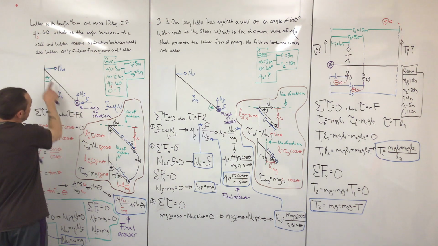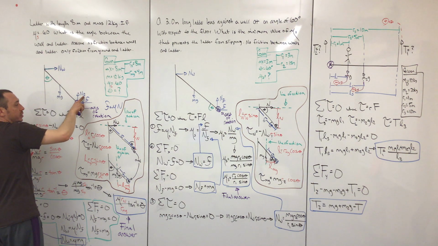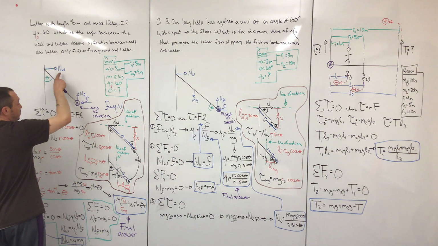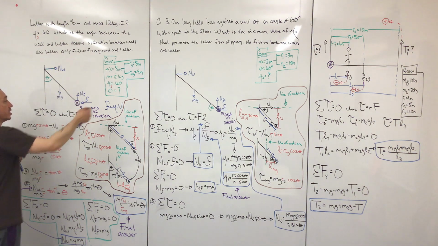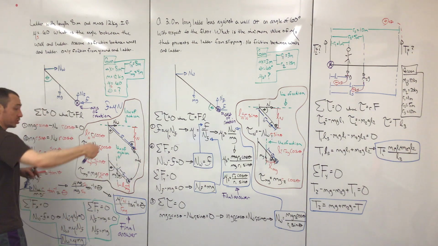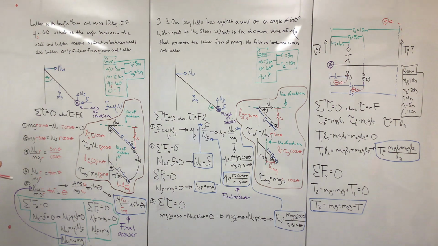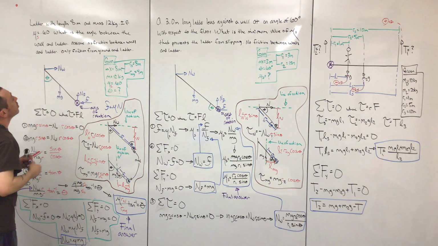And on the ground, the ladder is touching the ground, so we have the normal force from the floor. I know that looks like friction, but it's the floor. And then the friction force, because the ladder wants to slide out, but there's friction pushing against the ladder so it doesn't slide out from the ground.